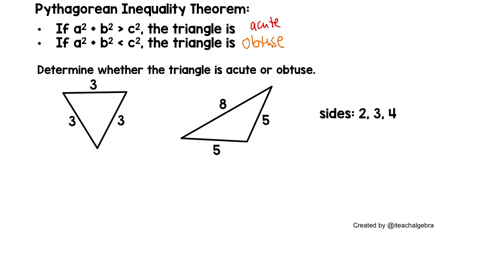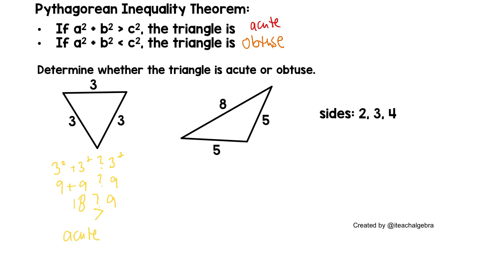So determine whether the triangle is acute or obtuse. So we don't know if, there's no hypotenuse. All the side lengths are the same in this first triangle. So we can say 3 squared plus 3 squared is something to 3 squared. Well, that's 9 plus 9 is something to 9. That's 18 is something to 9. Well, 18 is greater than 9. So that means this is an acute triangle.